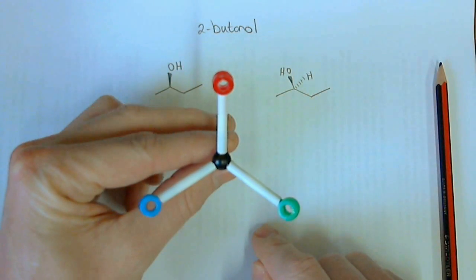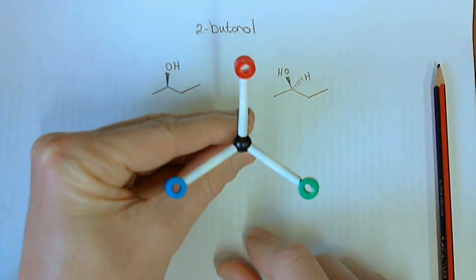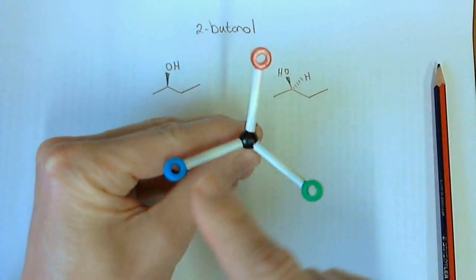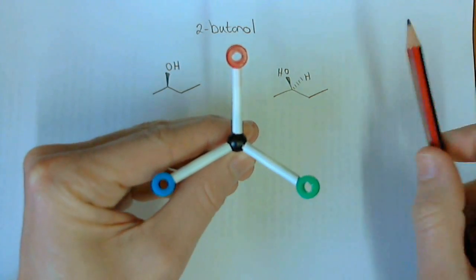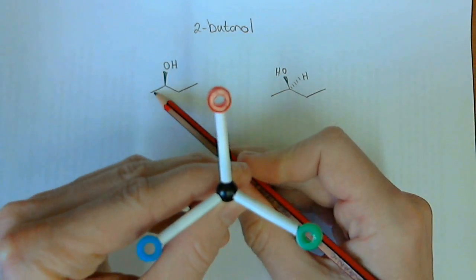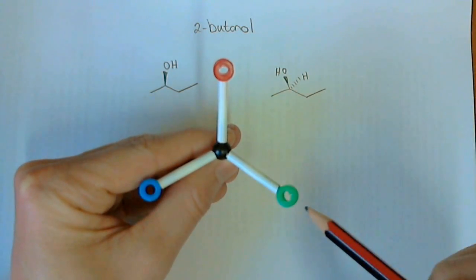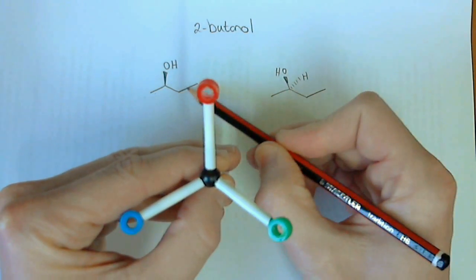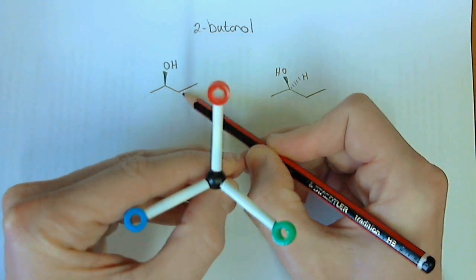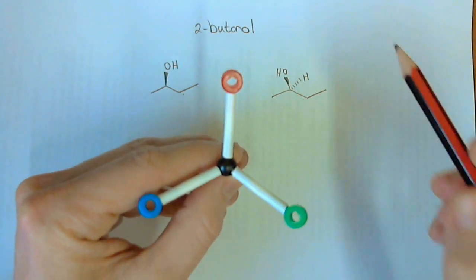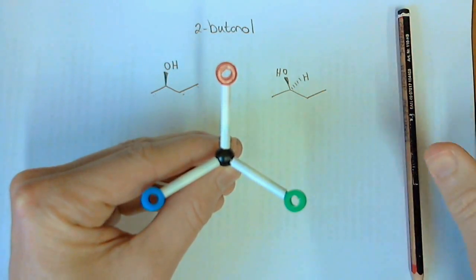And if we look at it like this, the highest priority is going to be the OH, because oxygen is higher than the carbon-carbon, or the carbon and the carbon there. And then the next highest priority will be the green one, which is the ethyl, because carbon going to carbon will have a higher priority than carbon going to just a hydrogen. So hopefully you can see that from the CIP rules.